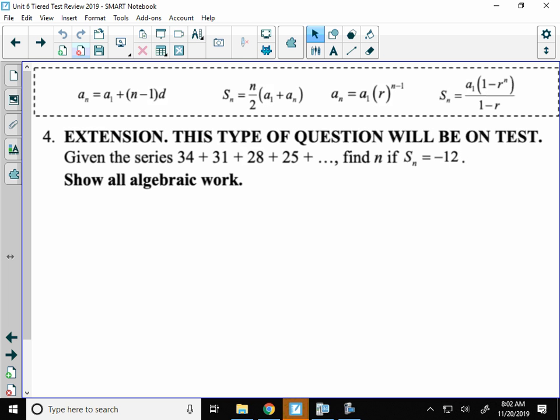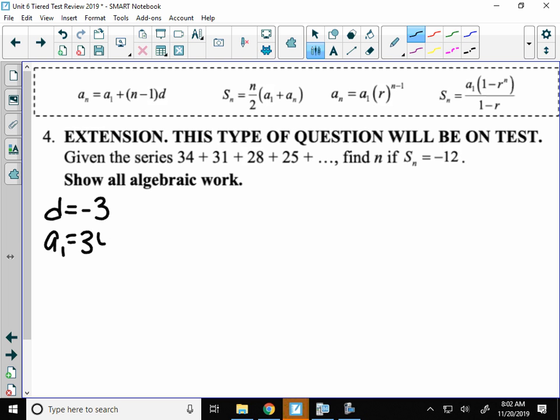So you have a series 34 plus 31 plus 28 plus 25, and it says find n if S sub n is negative 12. So show all your work. First thing we should do, we know it's arithmetic because the common difference is negative 3. Always write down what you know. We know we're going down by 3, and the first term is 34.